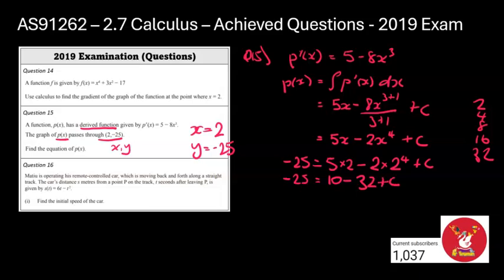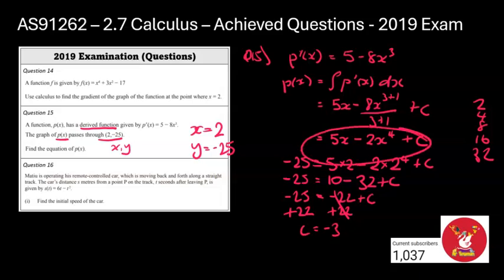Rearranging all of this, we're going to have negative 25 is going to be equal to negative 22 plus c. I'm going to add 22 to both sides to cancel out that, which means c is going to be equal to negative 3. So I'm now going to put that back into my original equation that I had before, and that will give me the function p(x). So therefore, p(x) is going to be equal to 5x minus 2x to the power 4, and then we're going to subtract 3 from that.